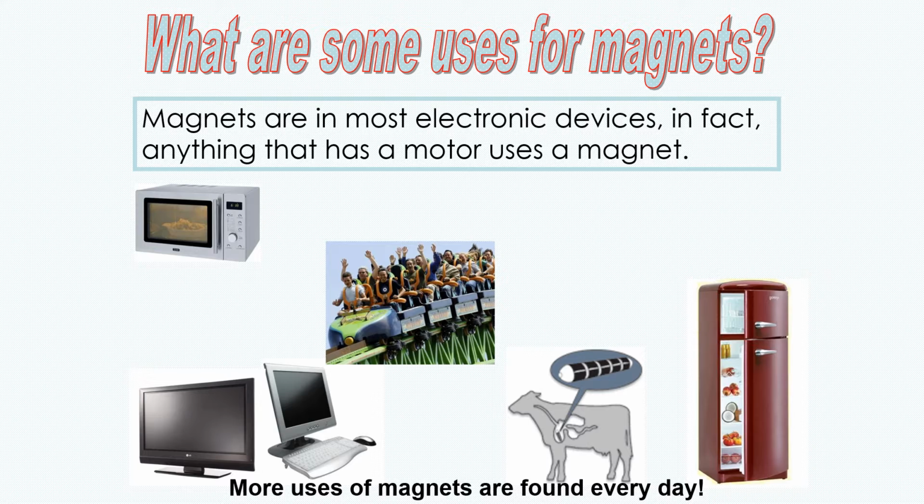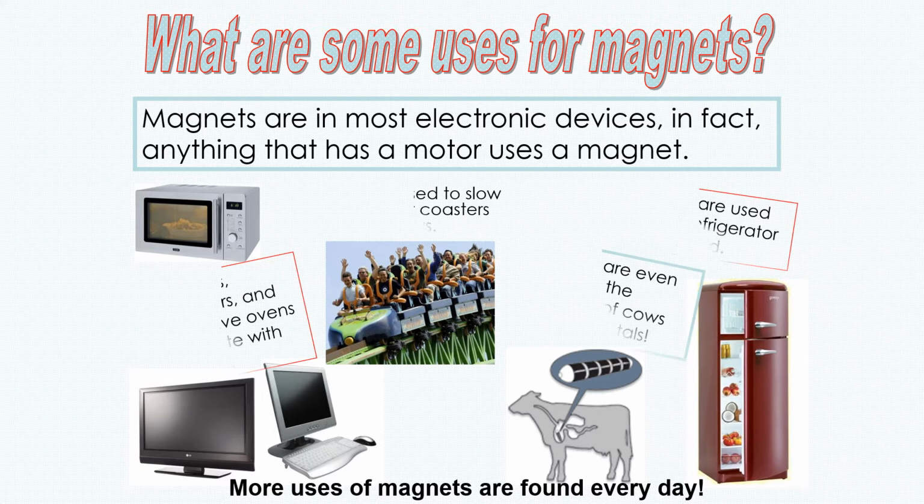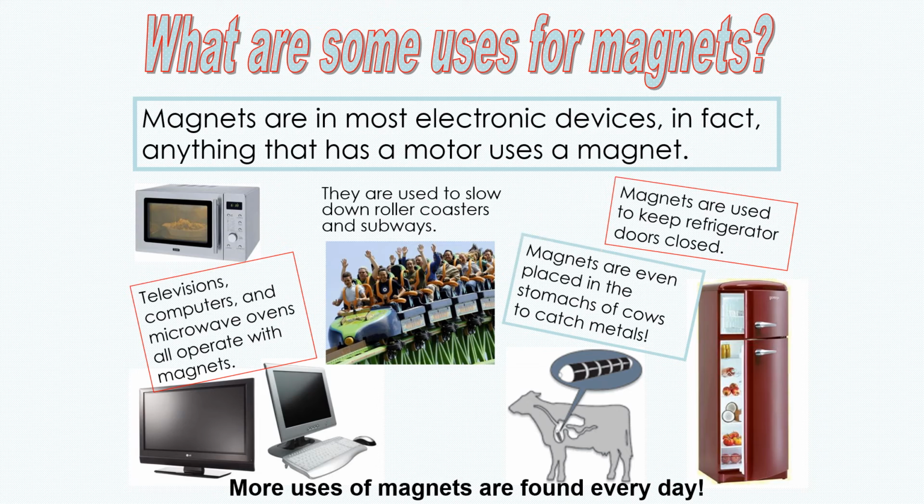Now, magnets are also used inside the bodies of certain animals in order to keep track of them. Magnets are even placed in the stomach of cows to catch metals. Magnets are used to keep refrigerator doors closed. They are used to slow down roller coasters and subways. Television, computers, microwave oven all operate with magnets.